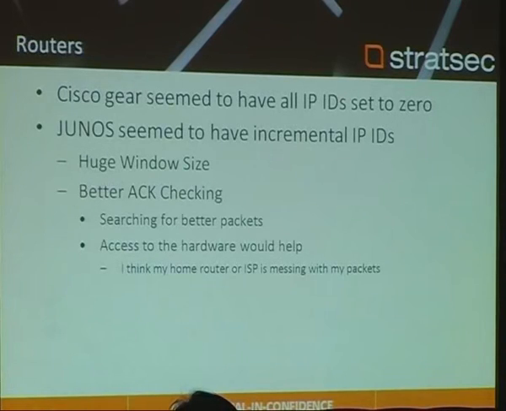The case with routers, yes. Most Cisco gear has all their IP IDs set to just 0. Juno OS again seems to have incremental IP IDs. If anyone has access to this kind of hardware and would like to give me access to it so I can play with it, it would be very helpful, since I think either my home router or ISP is meddling with my stuff, since testing on the local network is giving me different results to testing over the internet. But yeah, legitimate access would be great.